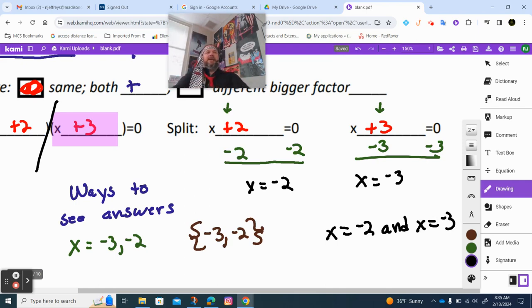I hadn't decided yet how I'm gonna put that on the test. I might just have x equals. You write it and go.